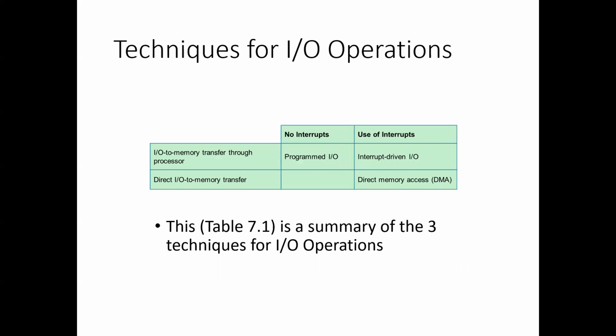So here's a breakdown of the three major techniques and how they work. Programmed I/O, that's the memory transfer through the processor. It has no interrupts. Interrupt-driven I/O is, again, I/O to memory transfer that goes through the processor, but it uses interrupts. And then if you do direct I/O to memory without the use of the processor, that's direct memory access. And we'll see each one of these three in the coming presentations.